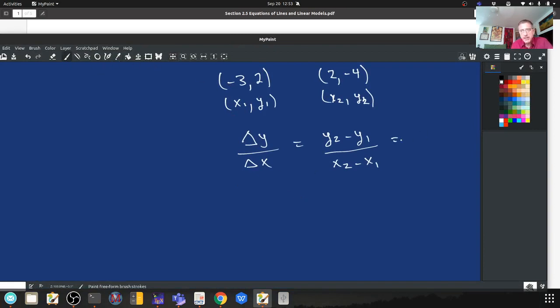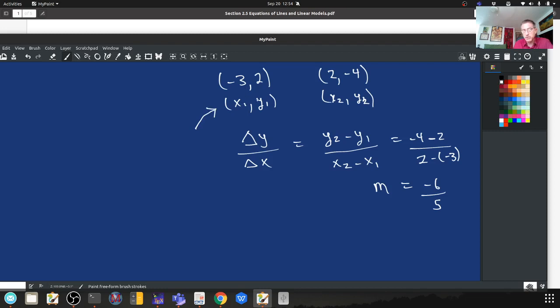At any rate, this is minus 4 minus 2 over 2 minus, the minus 3 has to bring its negative along with us. So minus 4 minus 2 is minus 6. And 2 minus a minus 3 is 5. So I have minus 6/5 as my slope. So now I can choose either of these 2 points. It does not matter.